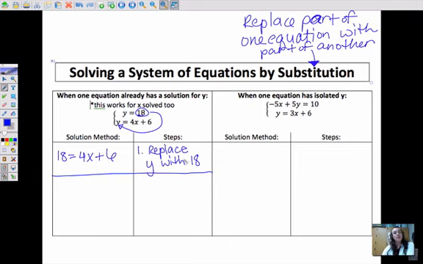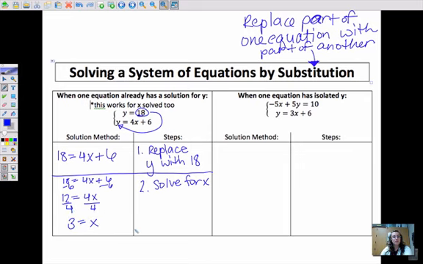Remember, you're not writing these steps down. Your pencil is put down right now and you're just listening. Step 2, we're going to solve for x. So to solve this equation for x, 18 equals 4x plus 6, I'm going to subtract 6 from each side to get 12 equals 4x, then divide by 4 to get that 3 equals x.